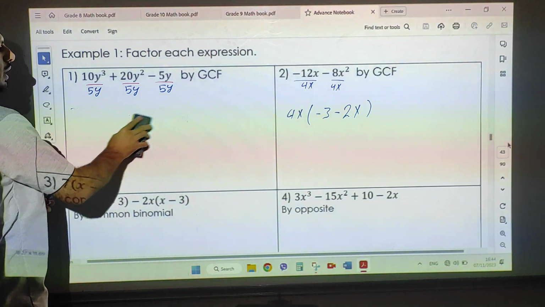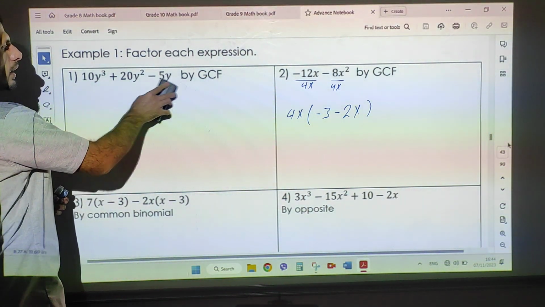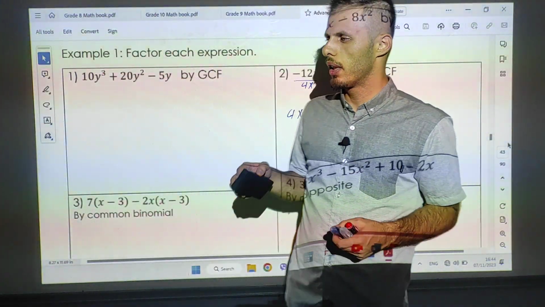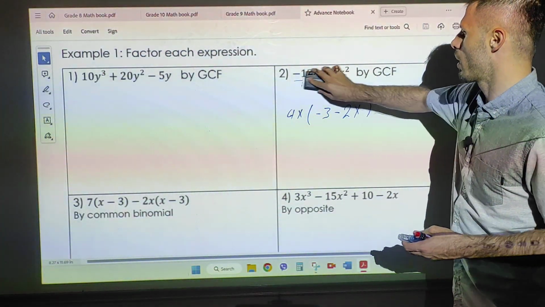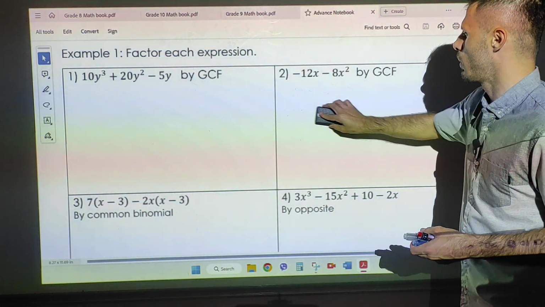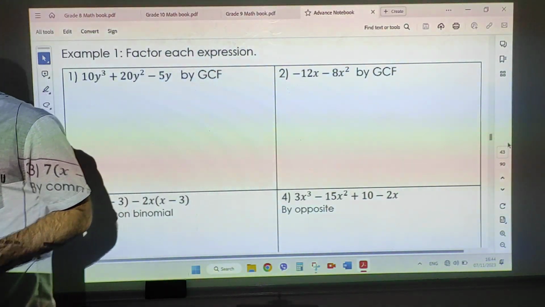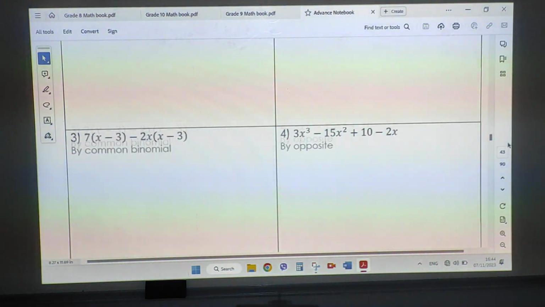For the next questions, we have other ways that we cannot do directly by GCF. We think about the other ways that we have. Let's see each one of the cases. Pay attention very well to understand each one of them. Then number 3 and 4.